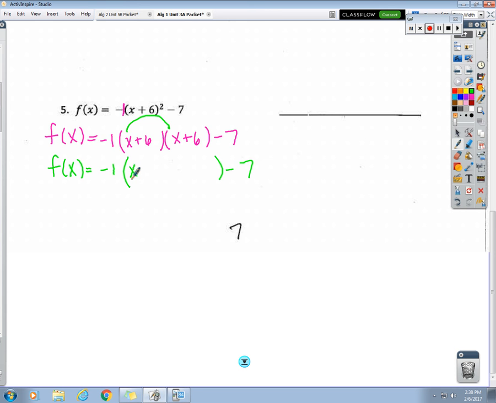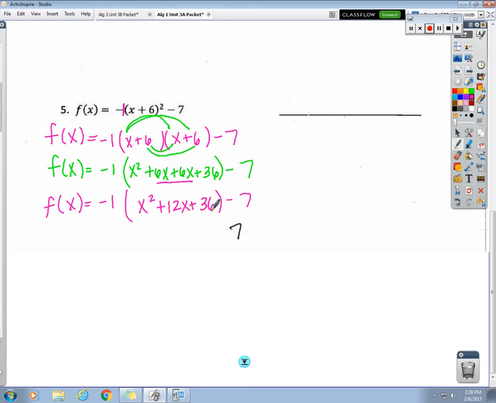X times x is x squared. X times 6 is 6x. 6 times x is 6x. And 6 times 6 is 36. Now in the next step, I'm just going to continue bringing down the negative 1 and continue bringing down the minus 7 because I'm not ready for them yet. I still need to combine these like terms. That becomes 12x in the middle. 6x plus 6x is 12x. Now that I've done that, I am ready to distribute the negative 1 and add the 7.